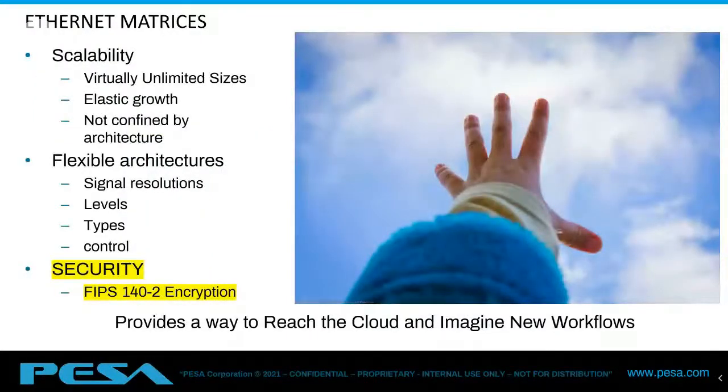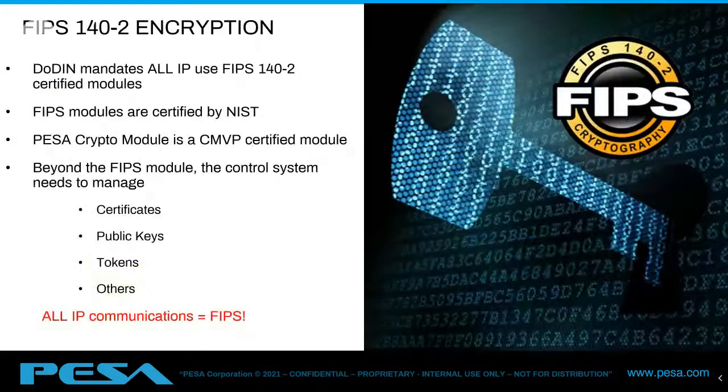Before we get into the scaling, the scalability of this is such that we have virtual sizes and elastic growth, flexible architectures. But here's the most important thing to take away for today. FIPS 140-2 is alive and well in most government agencies. These are required for all IP communication, and that's where FIPS encryption is dictated. The Department of Defense's information network mandates that all IP use FIPS encryption. These FIPS modules are certified by NIST. Our company, PAYSA, used one, and we have a CMVP certified module. It doesn't mean that it has all the certs and keys and all that sort of thing. This is just the raw crypto. But it's important to note that all IP communications is required to have FIPS.